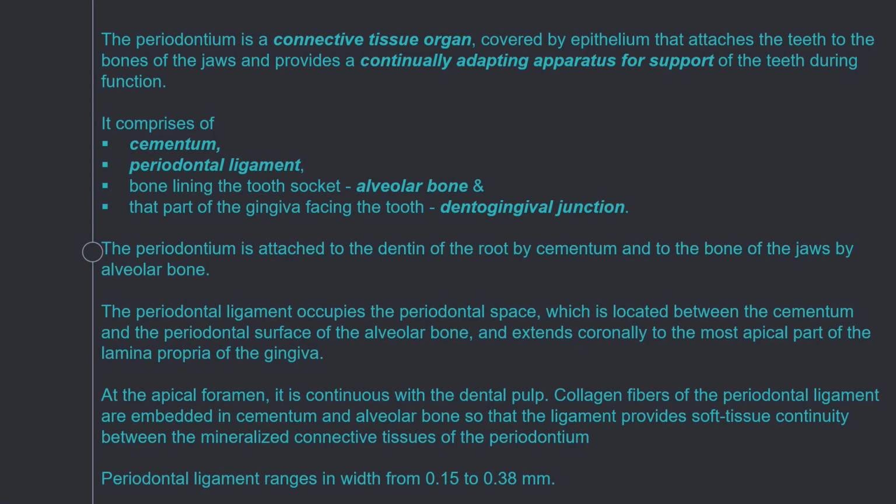So we now know that the periodontium is a connective tissue organ. So it is continually adapting. It is giving support to the tooth continuously. It is protecting the tooth. And it comprises of four elements: the cementum, the periodontal ligament, the alveolar bone, and the dentogingival junction.